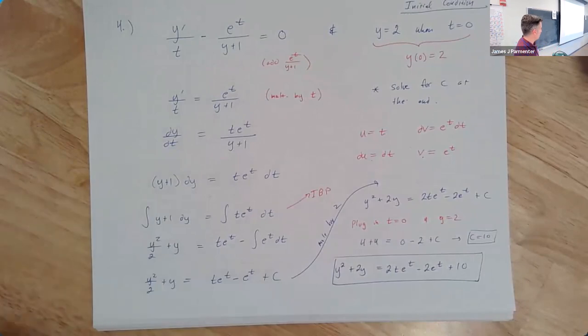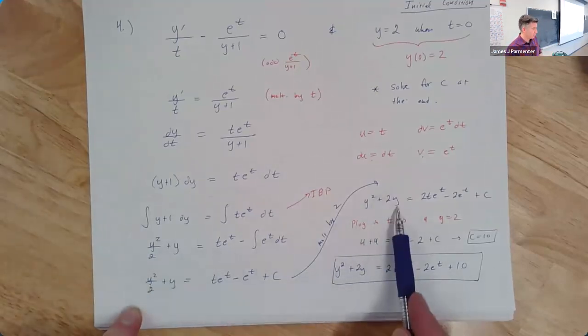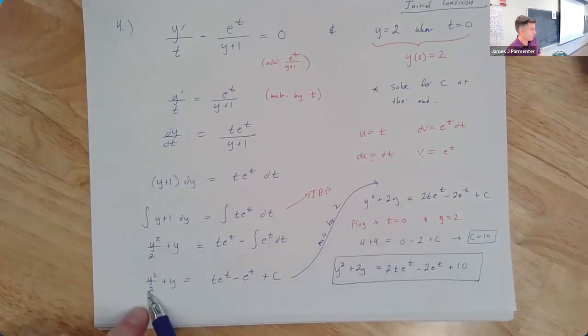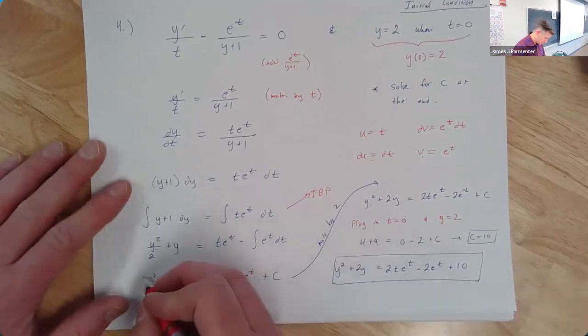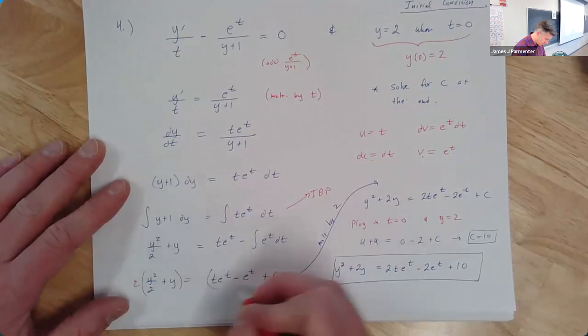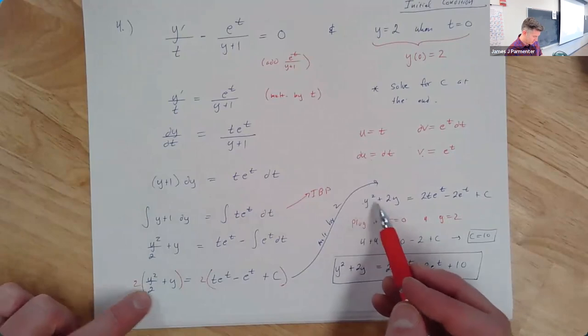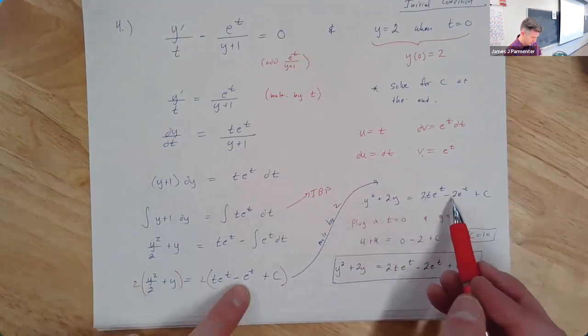So here's the easy way of solving this, specifically for quadratics. Quadratics you can always solve by using the quadratic formula. Question. From here to here, I multiplied both sides by 2, just to get rid of that 1/2. So I multiplied everything by 2. All of this multiplied by 2, all of this multiplied by 2. So I've got y squared plus 2y equal to 2t e to the t minus 2 e to the t plus 10.